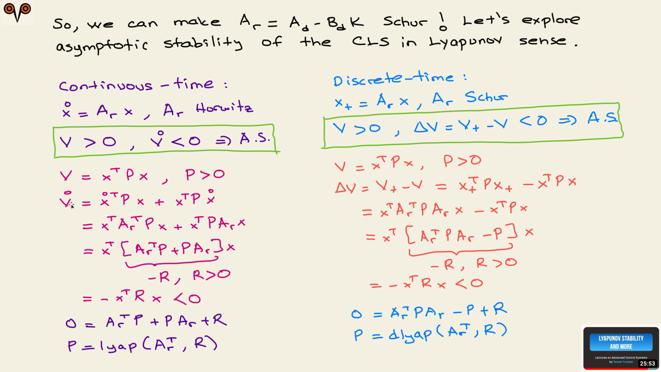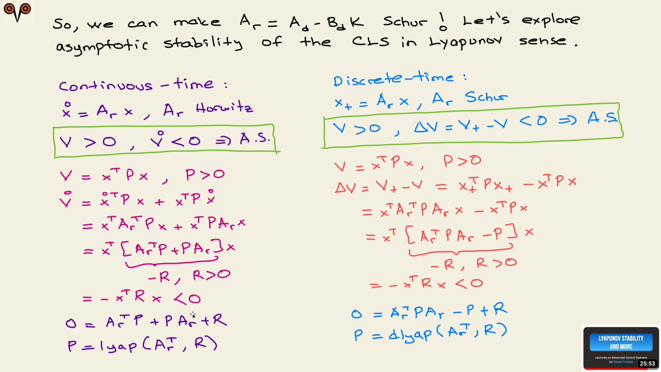You can put it here. When you differentiate it, you are going to have minus x transpose Rx. So you have positive definite V, since P is positive definite, and V dot is negative definite. So we have asymptotic stability, actually in this case, exponential stability, right?